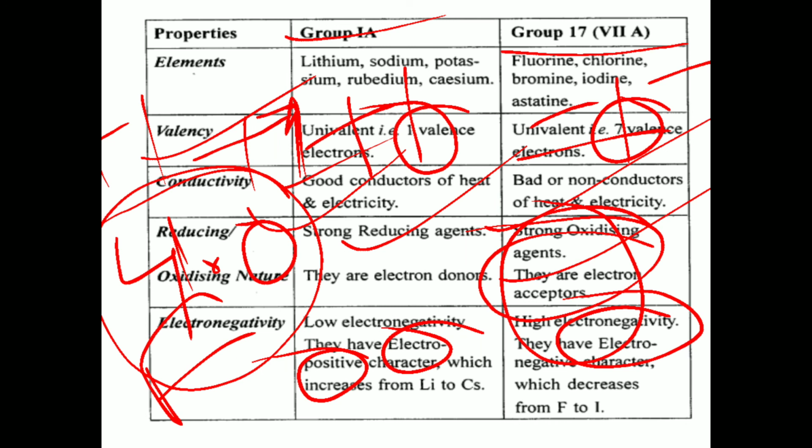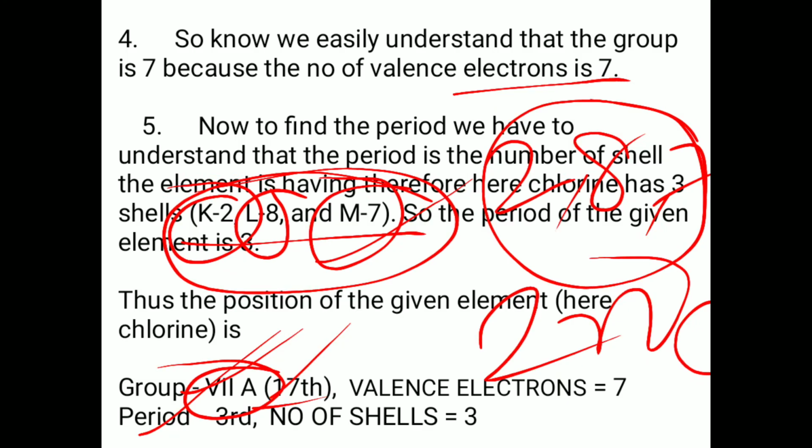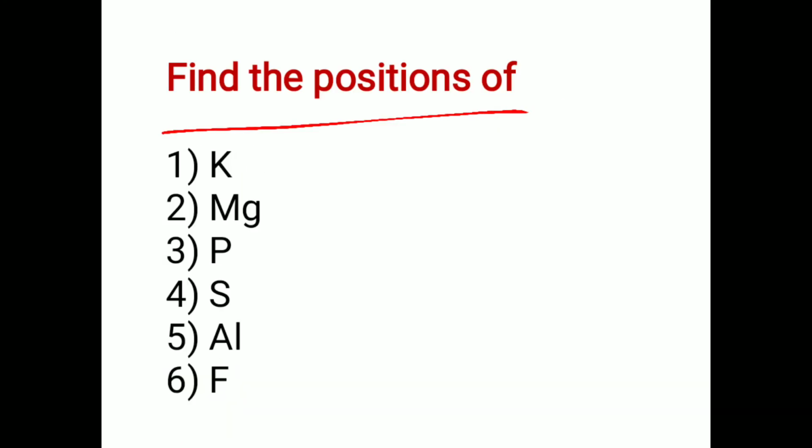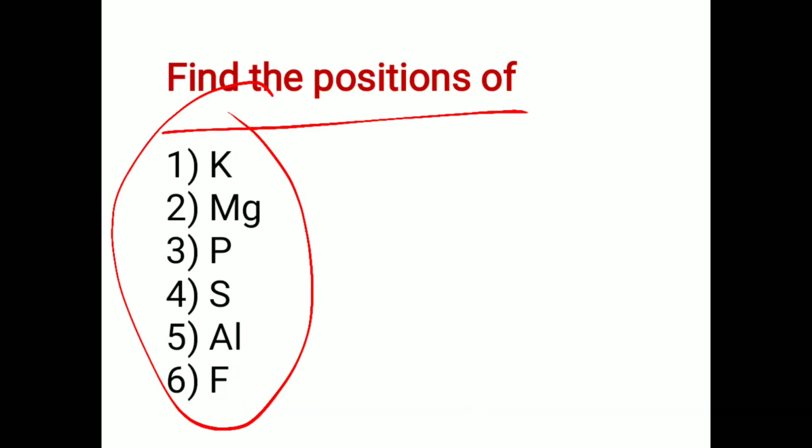This is the revision class of chapter 1. I hope you guys have understood the topics pretty well. If you have any problem or any doubts regarding this chapter, please ask me, and please find the positions of these 6 elements in the periodic table right now. Okay, thank you very much.